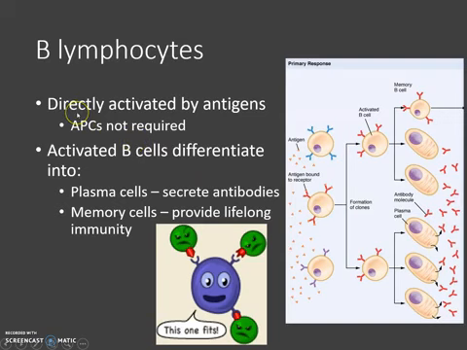As we mentioned, the B cells are directly activated by antigens, so you don't need antigen presenting cells in order to activate them. Although we did say that the helper T cells do help with the activation, B cells don't require the helper T cells in order to be activated. Once the B cells are activated, they differentiate into the plasma cells, which secrete antibodies, and then the memory cells, which are able to respond the next time you're exposed to the same pathogen.